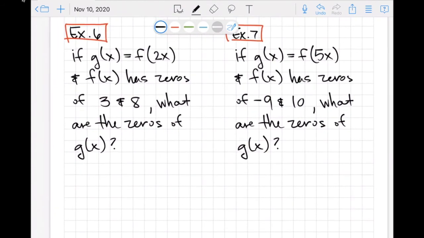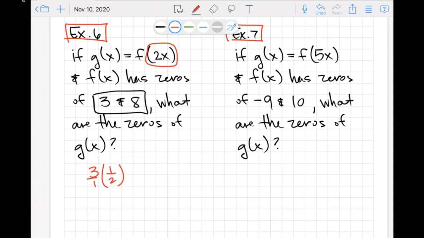compressions. So here, if we have a function g of x and it's equal to f of 2x, and the function f of x has these zeros, 3 and 8, well, what are the zeros of g of x? Well, remember from transformations, if you have a 2x inside the function, we need to multiply our x values by 1 over 2. So the zeros of g of x would be 3 times 1 over 2 and 8 times 1 over 2. So what are the zeros of g of x? Well, it would be 3 halves and 8 halves, which reduces down to 4.